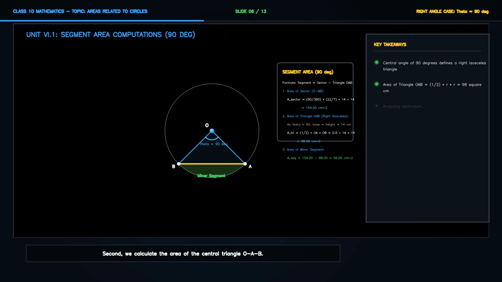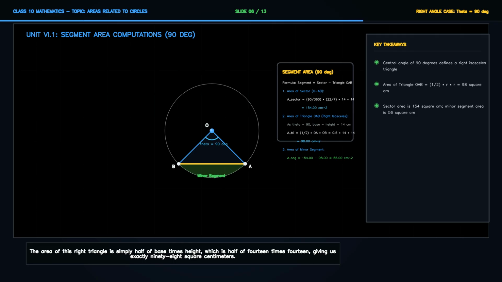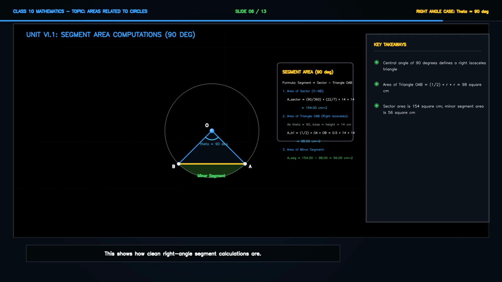Second, we calculate the area of the central triangle OAB. Because the central angle is 90 degrees, the triangle is a right-angled isosceles triangle, where the base and height are both equal to the circle's radius of 14 centimeters. The area of this right triangle is simply half of base times height, which is half of 14 times 14, giving us exactly 98 square centimeters. Finally, subtracting the triangle area from the sector area, we have 154 minus 98, resulting in a minor segment area of exactly 56 square centimeters. This shows how clean right-angle segment calculations are.